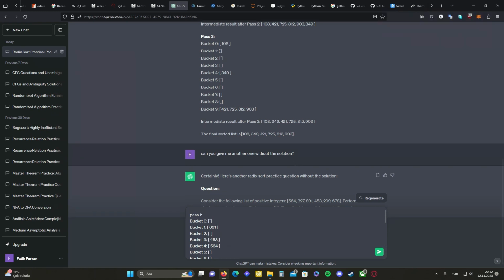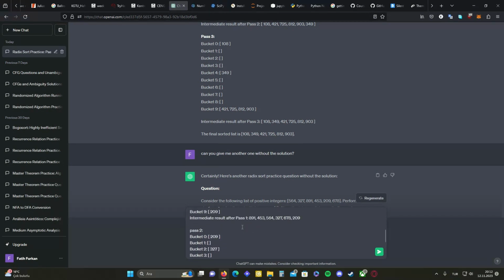In pass 1 we have 891 in bucket 1, 453 in bucket 3, 564 in bucket 4, 327 in bucket 7, 678 in bucket 8, and 209 in bucket 9. And the intermediate result after pass 1 is like that.